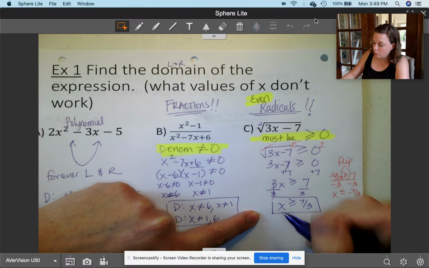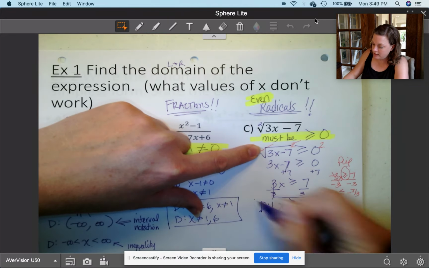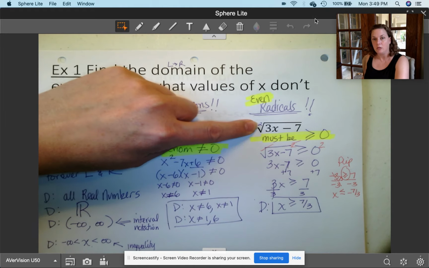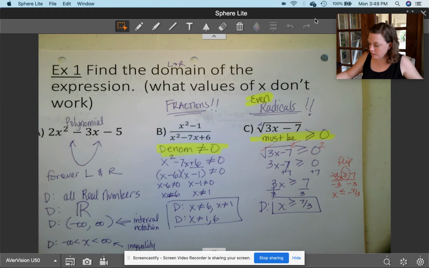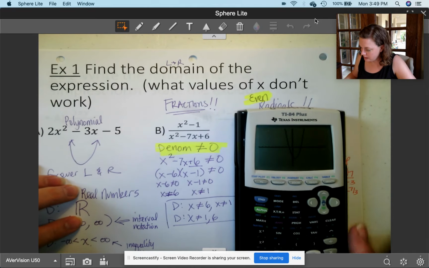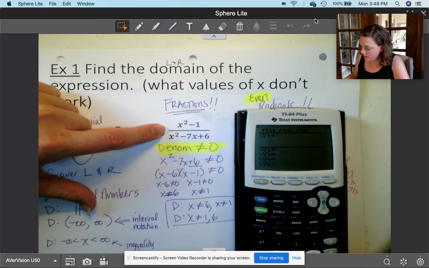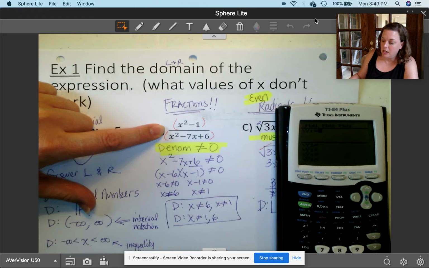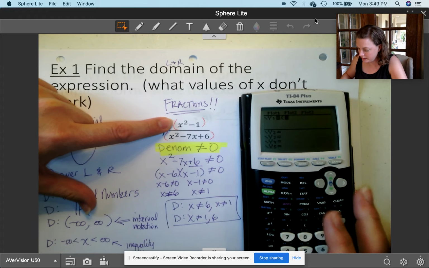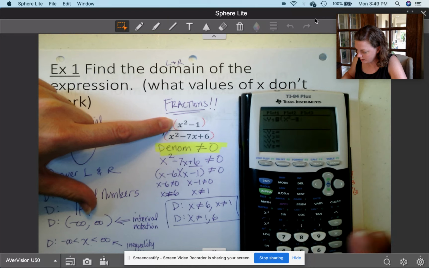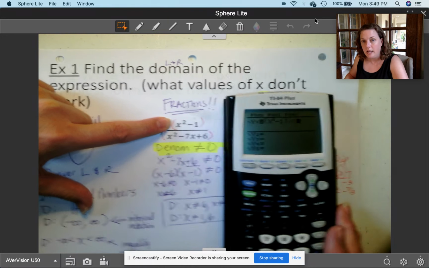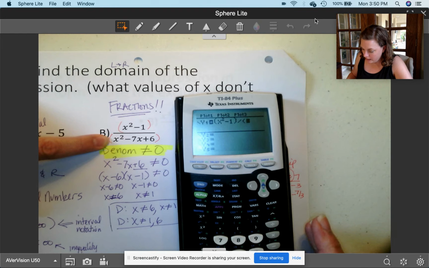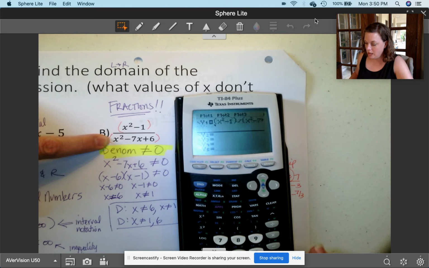The nice thing here, when you're solving this little equation, this is the domain for this radical. Let me show you what that looks like. I'll just show you on the Texas Instruments since I have it right here. If you wanted to put this in your calculator, you would absolutely have to include parentheses. So be very, very careful. I'm going to put parentheses around x squared minus 1, the numerator, and parentheses around the denominator, x squared minus 7x plus 6. And so I've got that typed in. I'm going to do a zoom standard window.